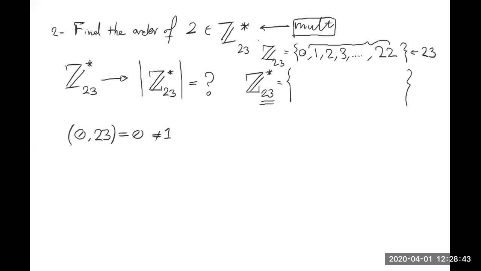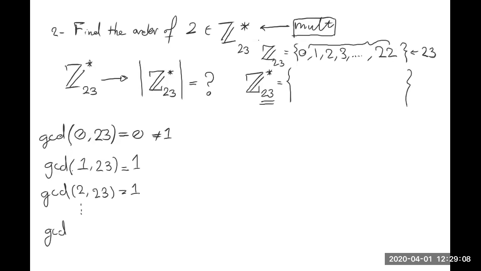So 0 does not come to this group. This group doesn't have 0. But for every other number here, like 1, 2, 3, the GCD of these numbers with 23, all of them, is equal to 1. Why is that true? Because 23 is prime.